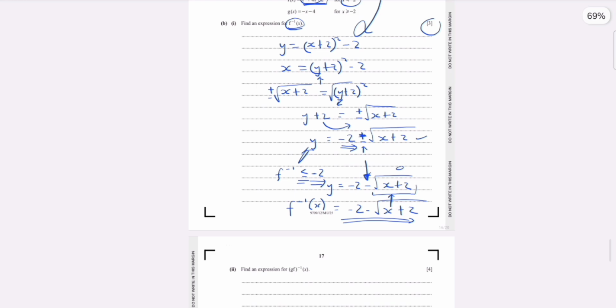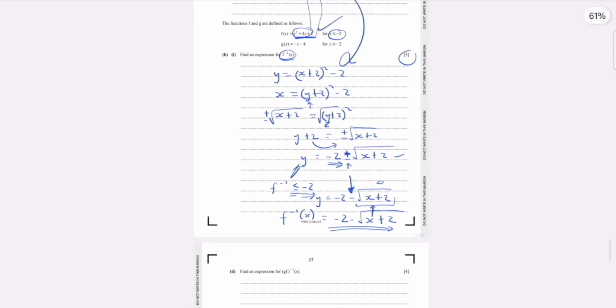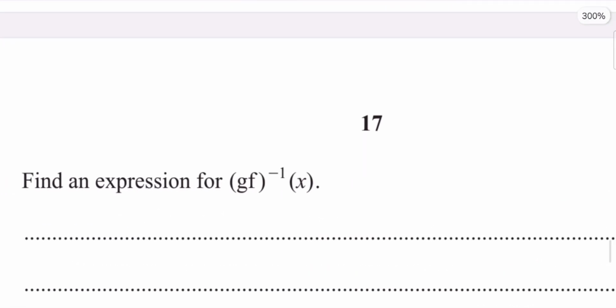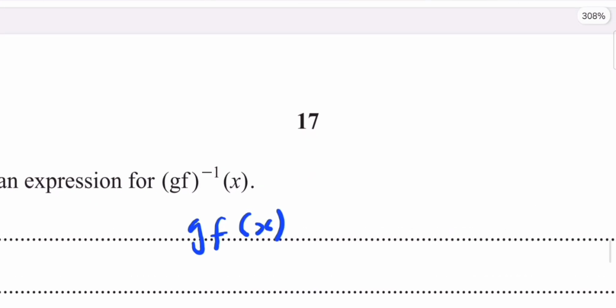and B part 2 says find the expression for the inverse of gf of x. The inverse of gf of x. So for us to get the inverse, we first need to get gf of x, right? So where we have an x in g of x, we're going to replace that x with f of x.